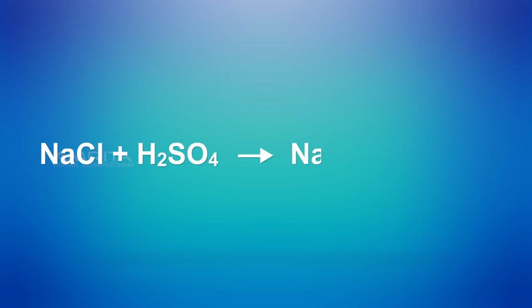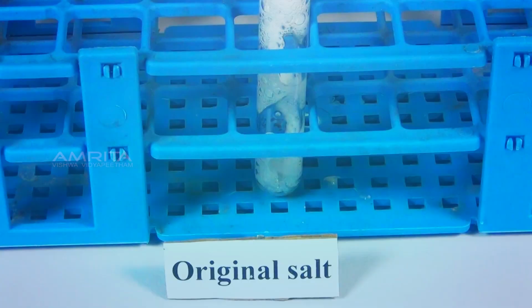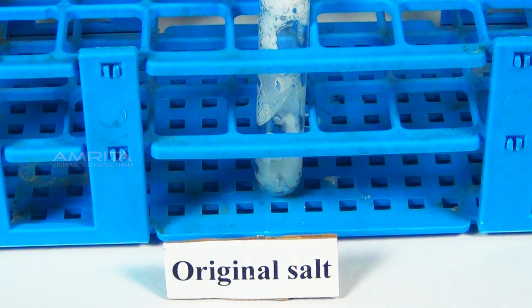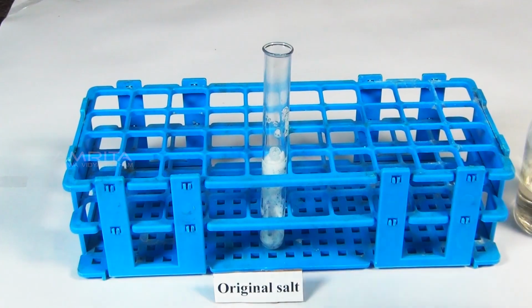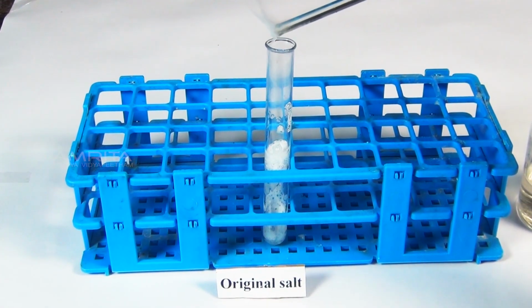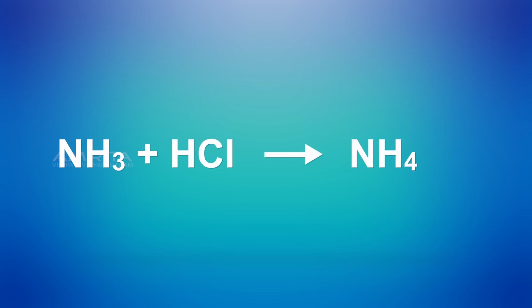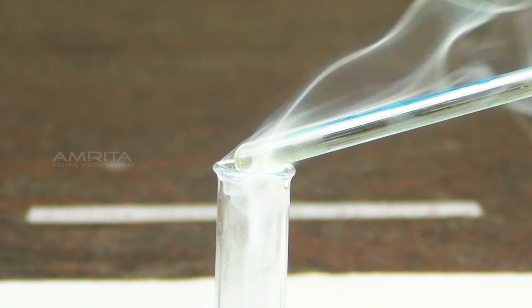Chloride reacts with sulfuric acid to form colorless hydrogen chloride gas with a pungent smell. Dip the glass rod in ammonia solution and bring it over the mouth of the test tube. Hydrogen chloride reacts with ammonia to form white fumes of ammonium chloride.